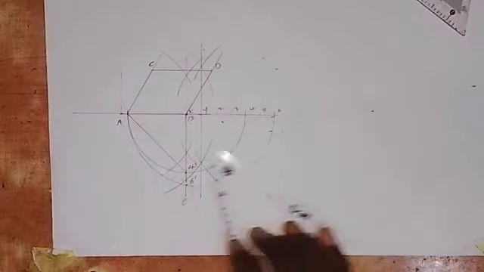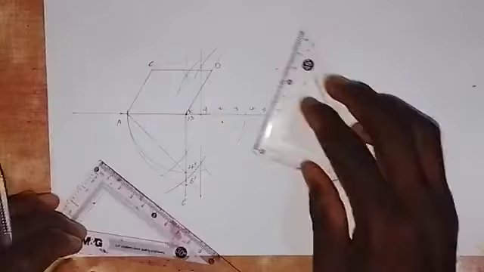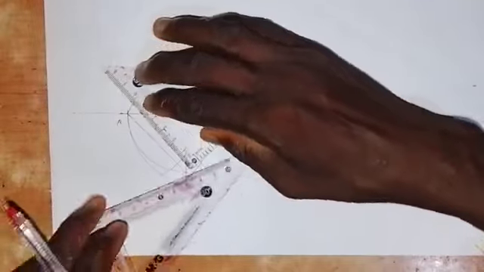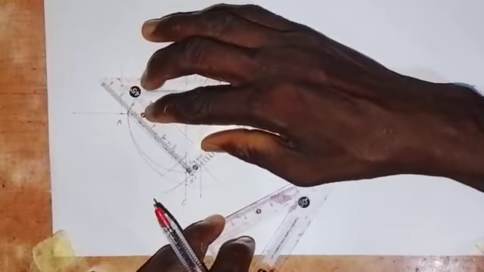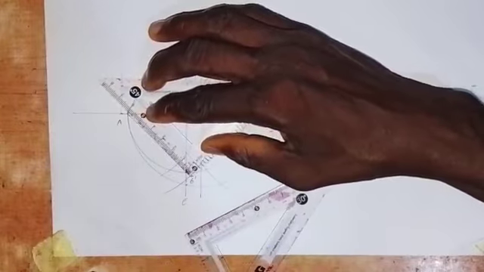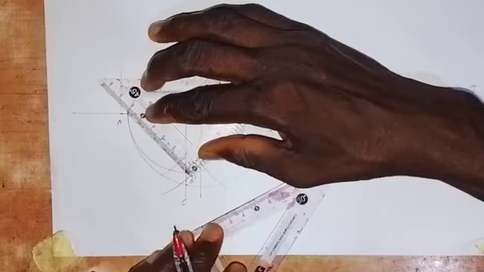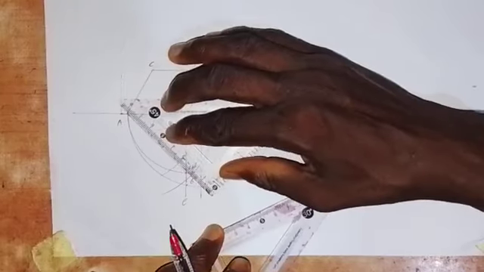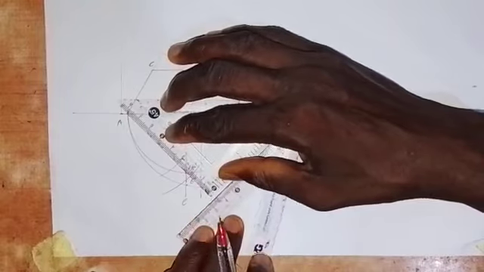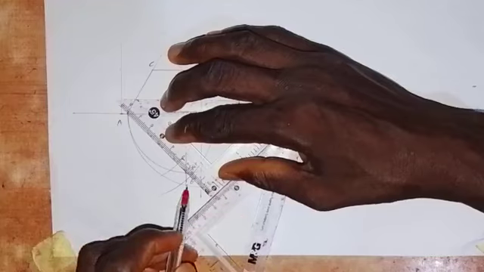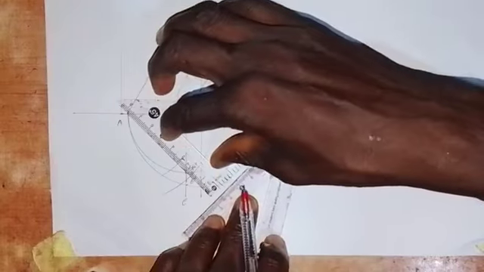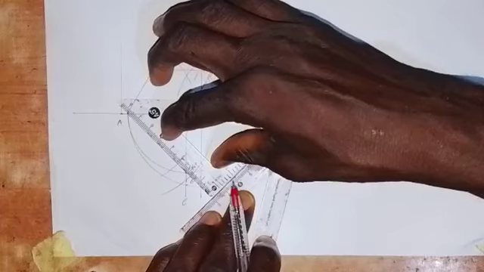Now the next thing that we are going to do is that we set the set square on line 4 prime A. Set the set square like this on line 4 prime A. Make sure you can see point 6 because we are shifting the set square down to that point 6 prime on this line. Support the set square with the ruler like this.